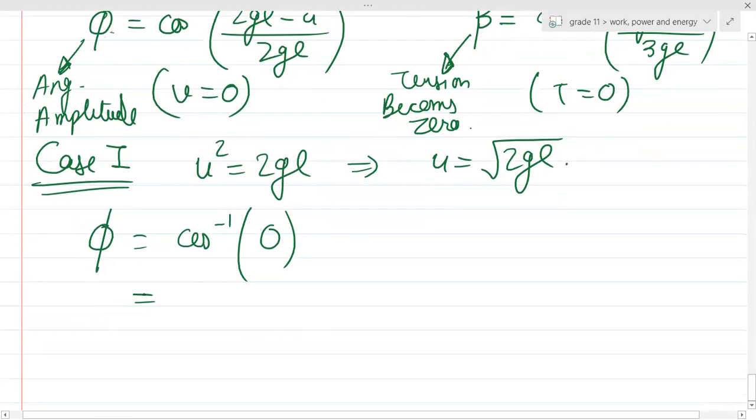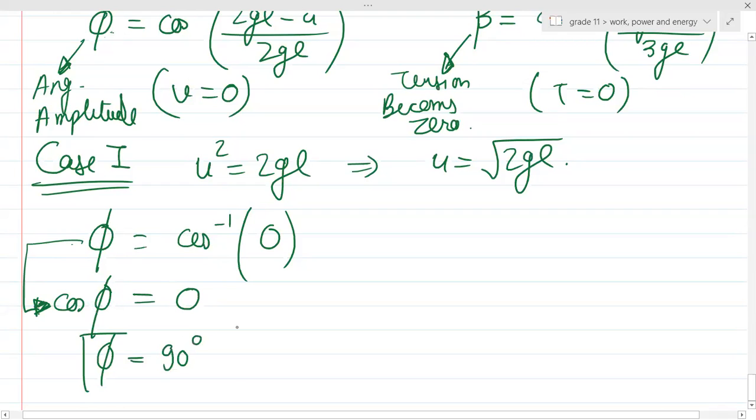Achha, you probably don't know inverse trigonometry. So if cos inverse of 0, that implies cos phi is 0. This thing and this thing are one and the same. If you ever get confused about what I have written, inverse trigonometry, then always remember: if phi is cos inverse of 0, that implies cos phi is equal to 0. And when is cos phi equal to 0? At 90 degrees. So that's why the angular amplitude is basically 90 degrees.